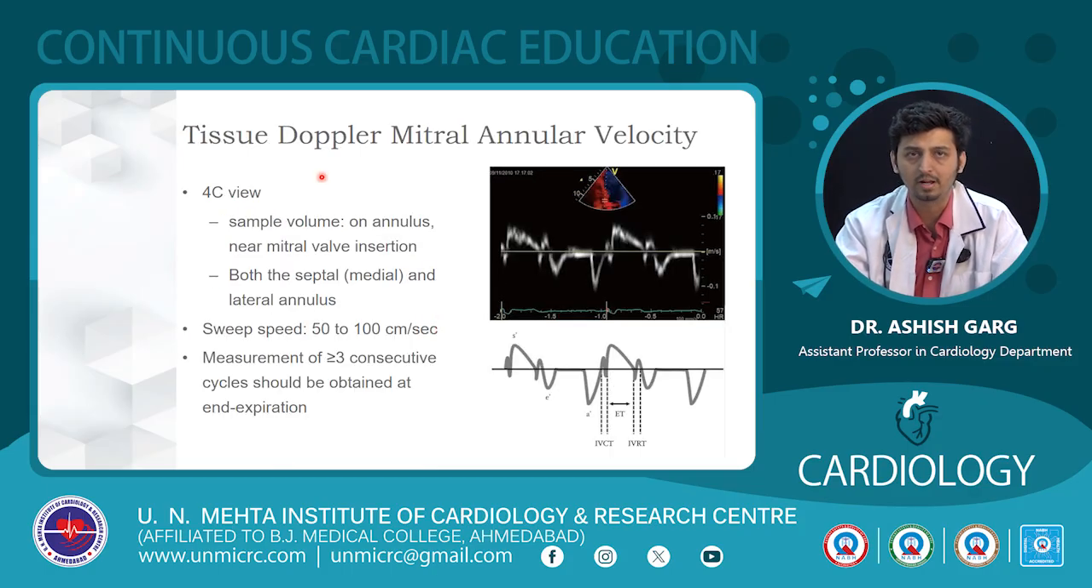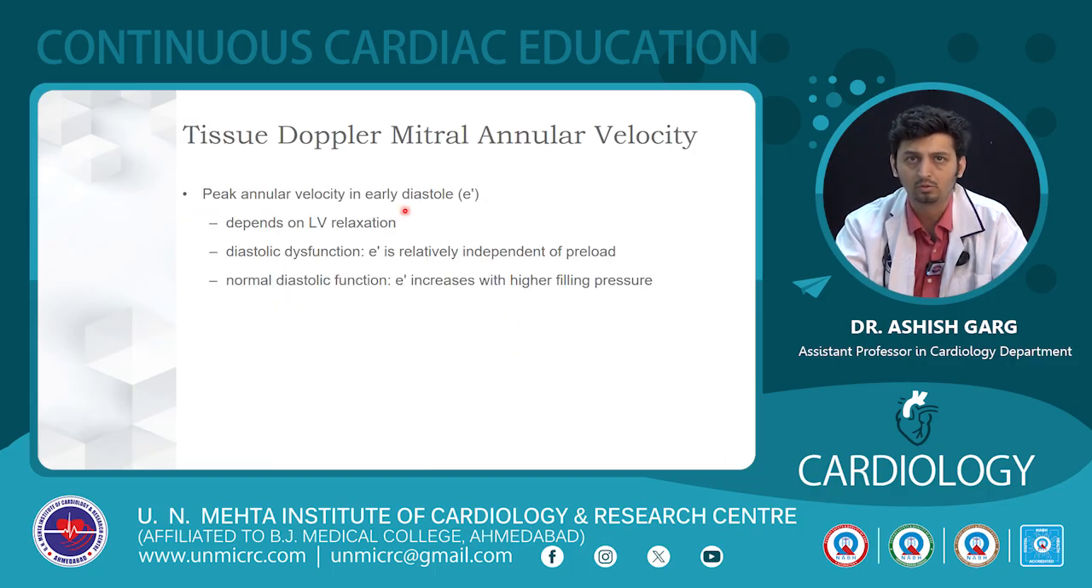So coming to the next parameter, that is the tissue Doppler mitral annular velocity. We keep the sample volume on the annulus near the mitral valve insertion, at both the septal and the lateral annulus, and measure the E prime velocity, which we can see. So the peak annular velocity in early diastole, that is the E prime, depends on LV relaxation, and in normal diastolic function, the E prime increases with higher filling pressure.